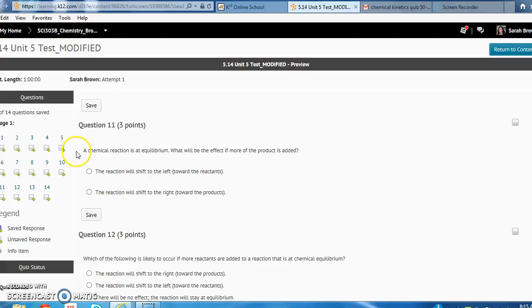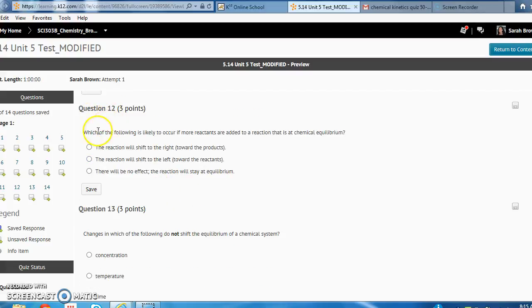Question 11. A chemical reaction is at equilibrium. What will be the effect if more of the product is added? The reaction will shift to the left towards the reactants, or the reaction will shift to the right towards the products.